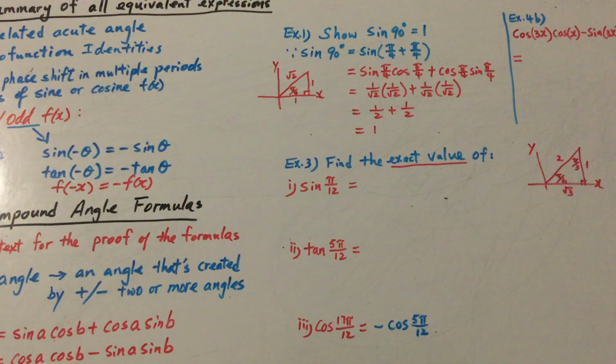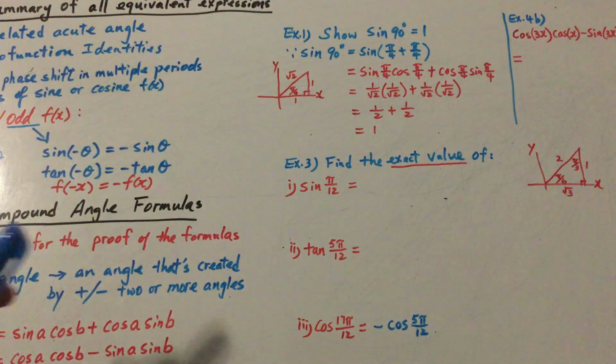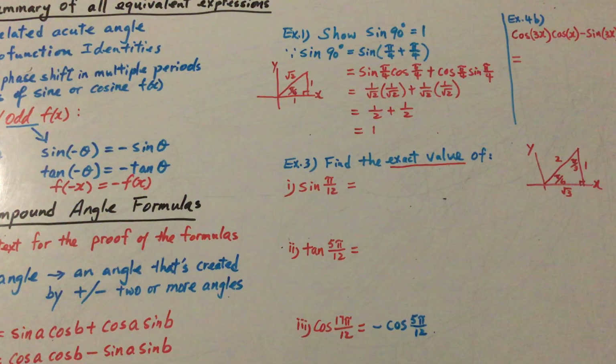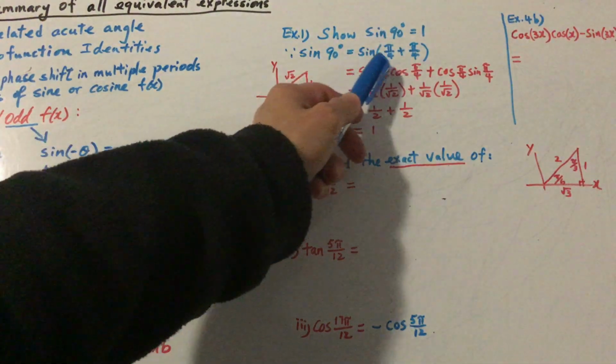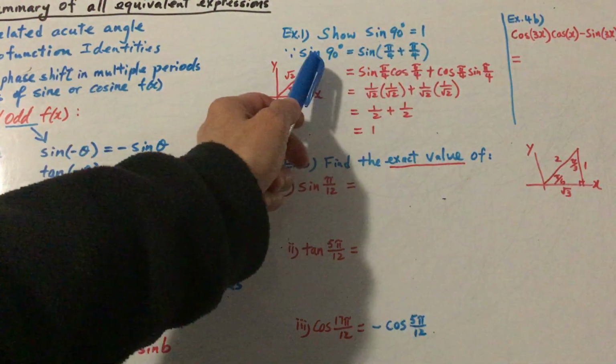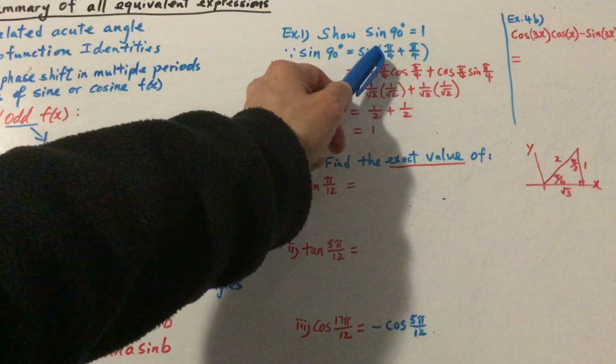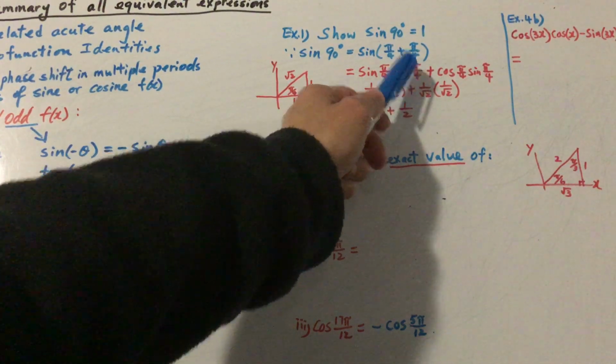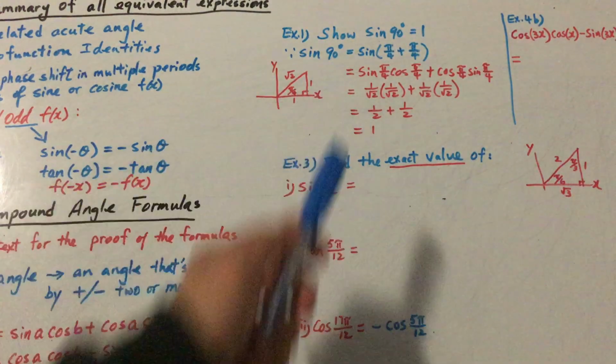For example, in example number 1, I want to show how the sine of 90 is equal to 1. We all know that if you punch it into the calculator, sine 90 gives you 1. It is one of the special angles. But think about using the special angles 45, 30, or 60. We can certainly break the 90 into a 45 plus a 45. So sine 90 is equal to, in radians as a compound angle, pi over 4 plus pi over 4. 45 plus 45 gives you 90.